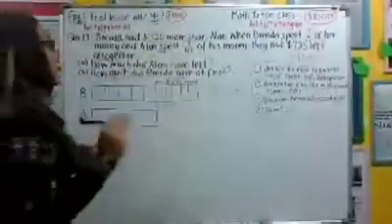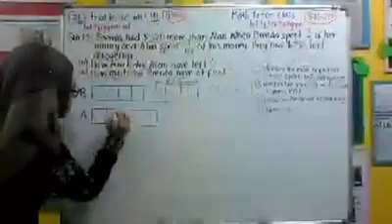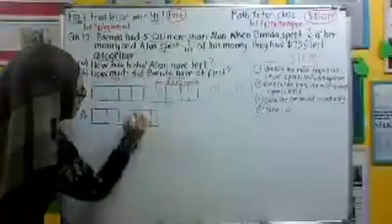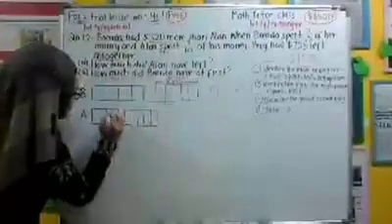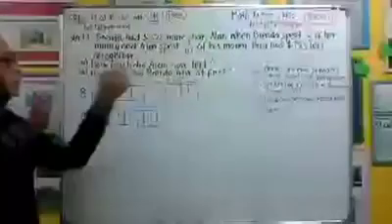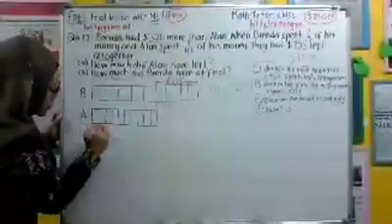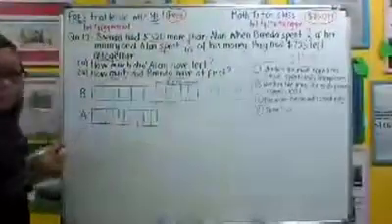Next one. Alan spent 3 over 10 of his money. So Alan, I must cut it into 10 parts. Okay, and Alan spent how much? Alan spent 3 over 10. So 1, 2, 3. This is how much Alan spent. Okay, then let me just show you this magic.